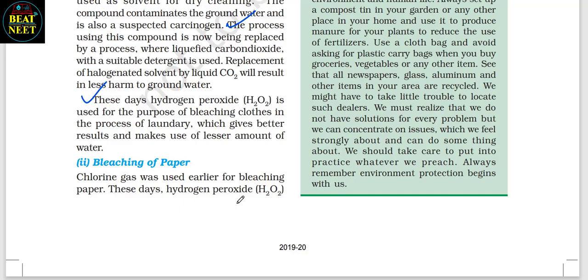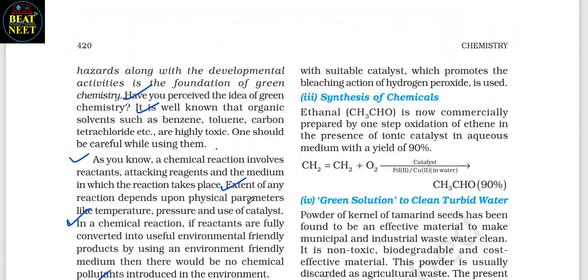Number 2. Bleaching of paper. Chlorine gas was used earlier for bleaching paper. These days, hydrogen peroxide, H2O2, with a suitable catalyst which promotes the bleaching action of hydrogen peroxide, is used.